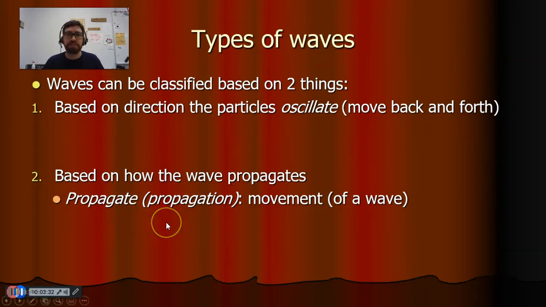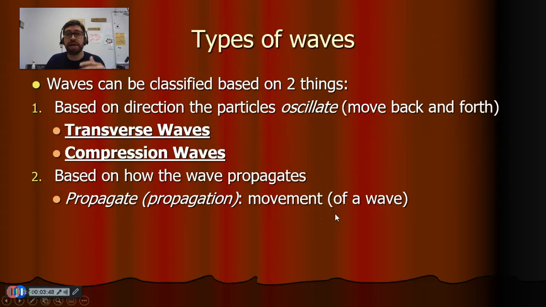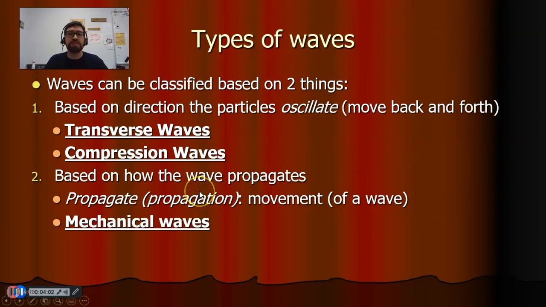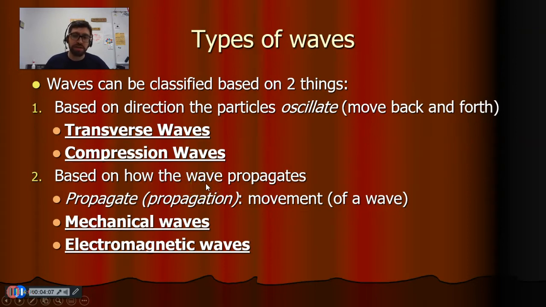Now, the word propagate, if you've never heard it before, you need to know it. We're going to talk about it a lot in this section. Propagate or propagation just means movement. The way that a wave moves or goes from one place to another is called wave propagation. So in terms of how the particles oscillate, we're going to talk about transverse waves and compression waves, two types of waves based on the directions the particles are moving. But then there's two other kinds of waves based on how the wave propagates, and those are called mechanical waves, and electromagnetic waves is the other kind.